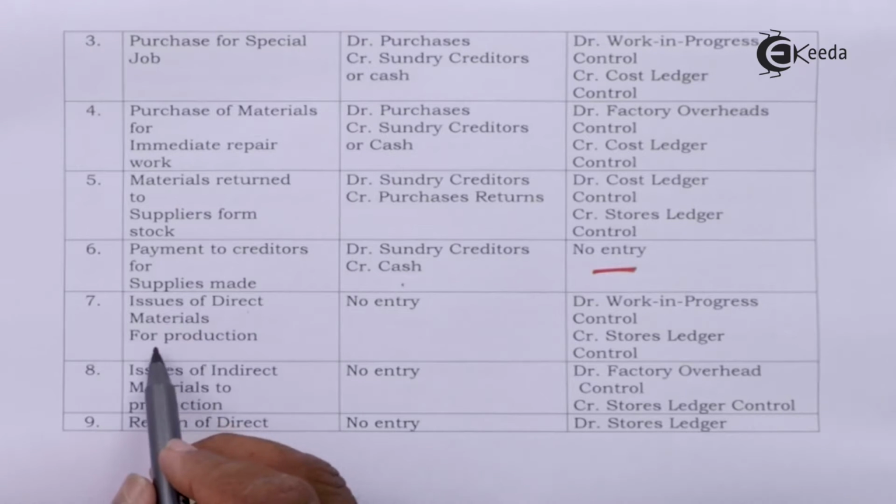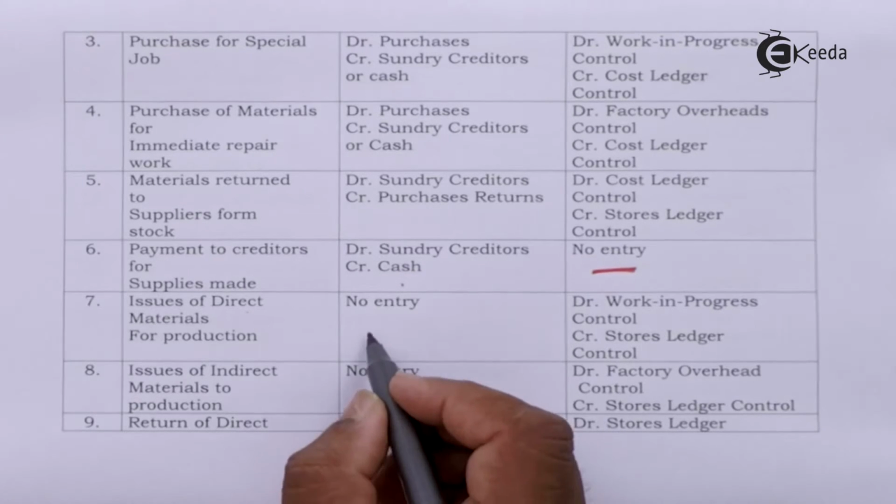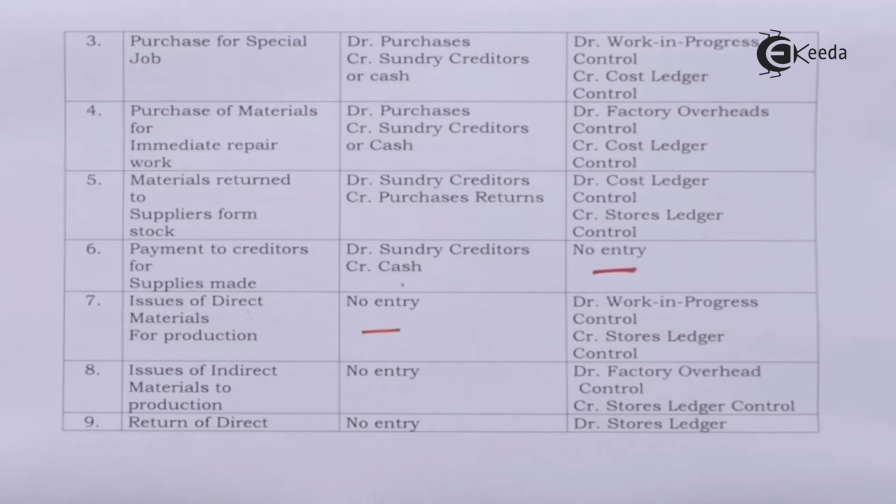Issues of direct material for production. This is an internal activity, internal transaction. This will not be recorded in financial book, no entry. In cost book, the entry will be work in progress control account debit to store ledger control account. Issue of indirect material to production. There will be no entry in financial book. Factory overheads control account debit to store ledger control account will be recorded in cost book.